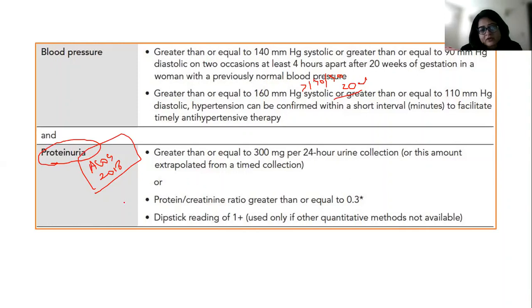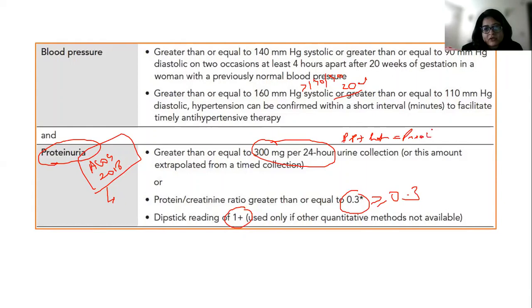Proteinuria may not be essential. Okay. So if proteinuria is present, then how much proteinuria? 300 milligram per 24-hour sample, or a 1+ or more dipstick, or a protein creatinine ratio of more than or equal to 0.3. So blood pressure plus proteinuria is equal to preeclampsia, is what you have all been taught, and all of us know this.